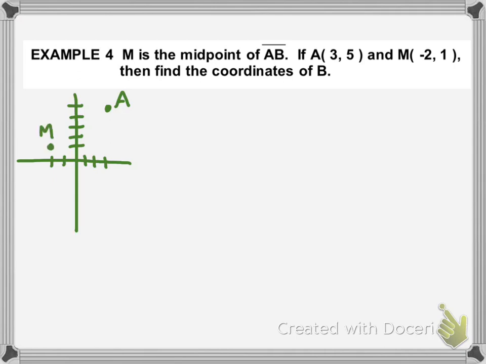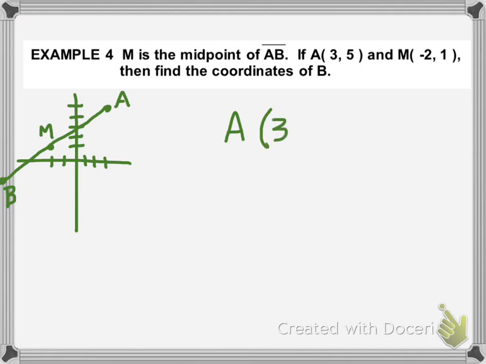So there's my M. If M is the midpoint of AB, then that means B has to be somewhere on the other side of M, may even go off my paper. So over here somewhere. And I'm guessing that's in the third quadrant. So to check my answer, we need to make sure that the coordinates of B are both negative, because that's what it looks like to me. So here's the trick of how to do this. Whenever you know the midpoint and an endpoint, and you're trying to find the other endpoint, I always line it up.